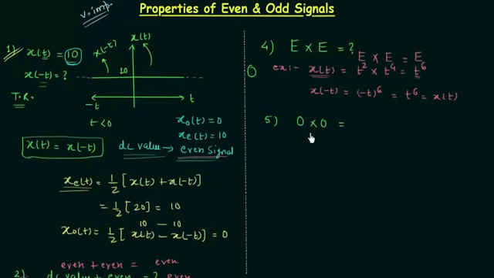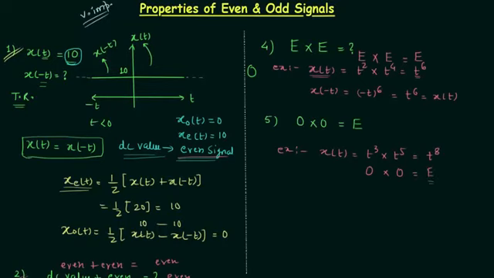In the fifth property, we will multiply two odd signals. When we multiply two odd signals, the result is going to be an even signal. Let's try to understand this with the help of one example. Signal x(t) is equal to t raised to power 3 multiplied with t raised to power 5, and this is equal to t raised to power 8. T raised to power 8 is an even signal because we have an even power. T raised to power 3 is an odd signal because we have an odd power. T raised to power 5 is also an odd signal, and the multiplication of two odd signals will give us an even signal.